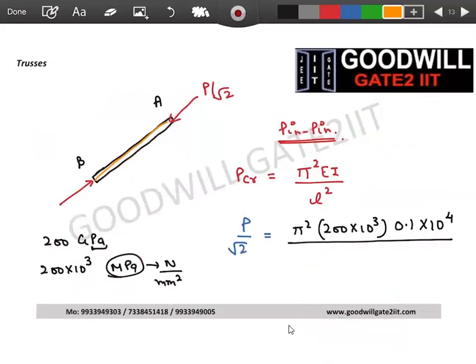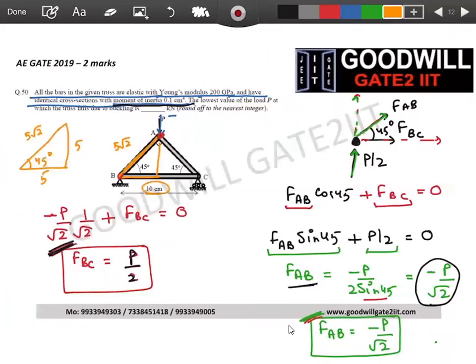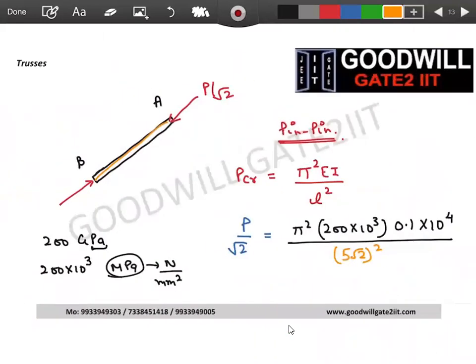And now you substitute here 5 root 2 whole square. Again, you will make the mistake that these lengths are given in centimeters. Please don't forget to convert this into mm, so I will convert this by multiplying by 10. Solve this, multiply this P to the other end. I'm waiting for your response. You should get this as 558,309.16 Newton. This is in Newtons.